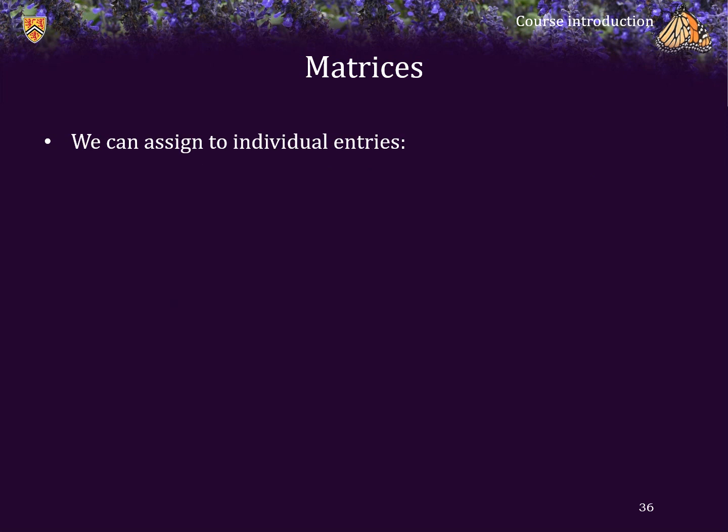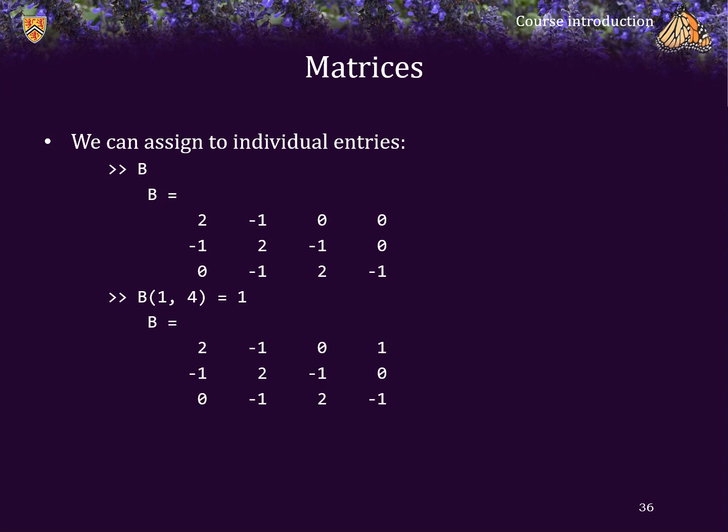We can also assign to the individual entries of a matrix. So if you forget what a matrix looks like, you can actually just type the name of the matrix at the prompt and hit enter. So this is the matrix B we entered a few slides back. Well, we can now assign entry 1, 4 of that matrix to be equal to 1. Remember, the indices go from 1 to the corresponding dimension and not 0 to the corresponding dimension minus 1. So now the top right entry of the matrix is assigned the value 1.